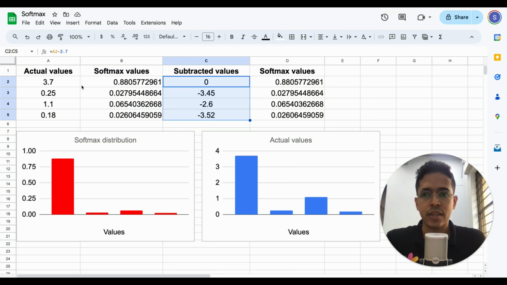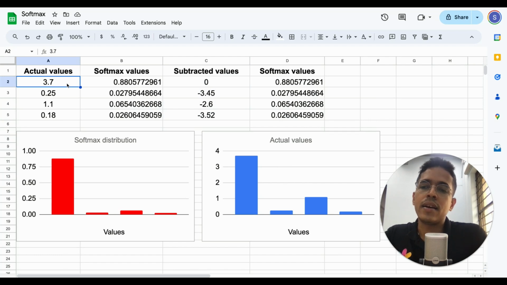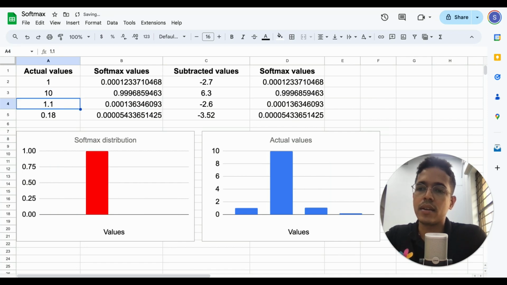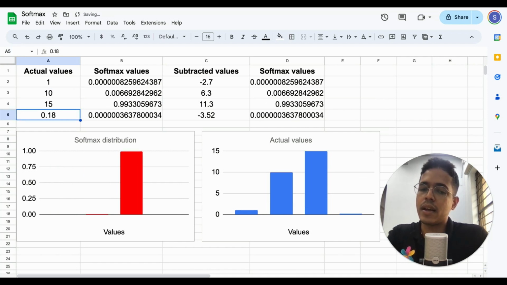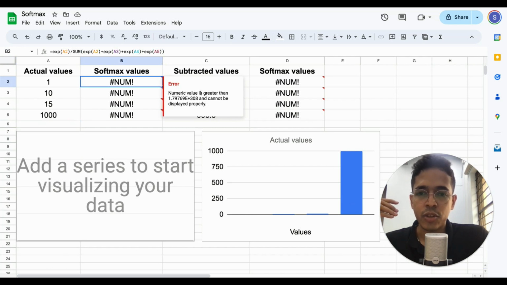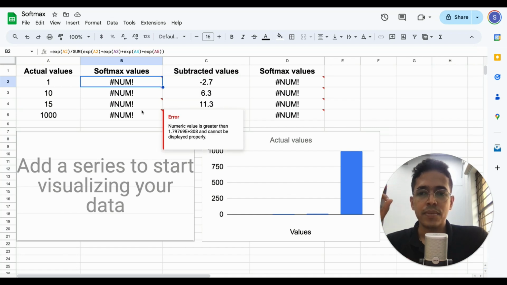I'll just show you with a simple example. So let's say my actual values are 1, 10, 15, and 1000. And here you can see that it's not able to calculate the values, and it says numerical value is greater than 1.79 times 10 raised to 308. So this is a huge number.